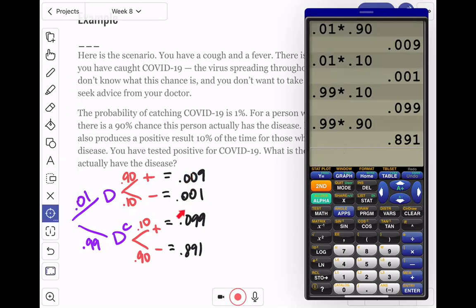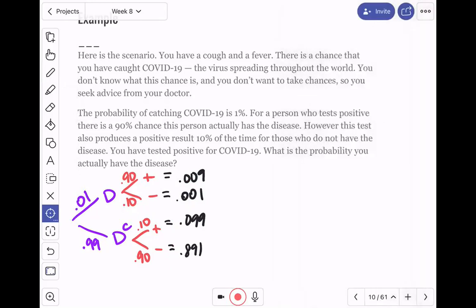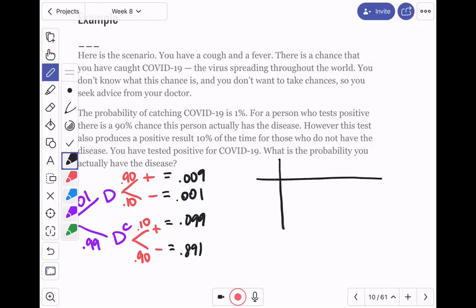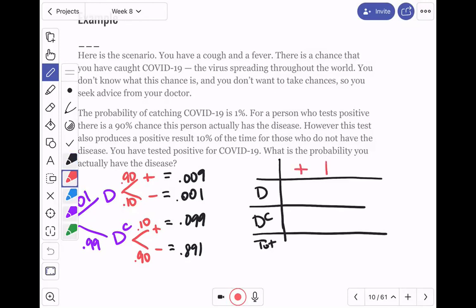If I add up all of these, what do they add up to? 100%. Add up all of them, they add up to 100%. And so now I'm going to convert this to a table. Here's my table I'm going to convert. Either you have the disease or you don't have the disease. Either you test positive or you test negative.